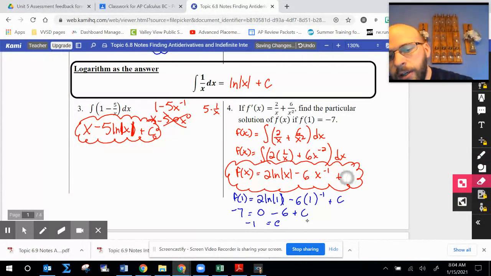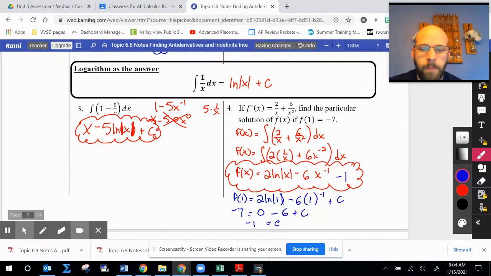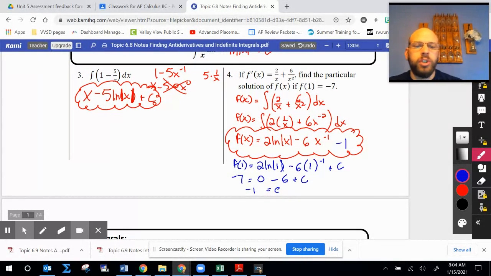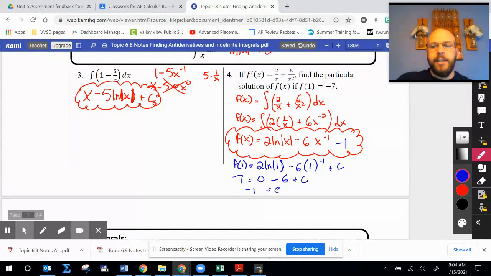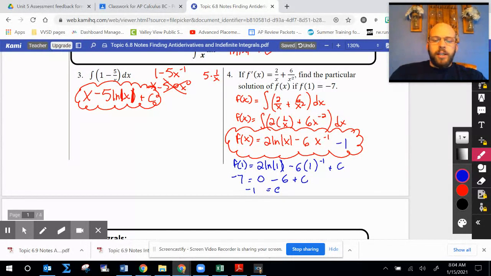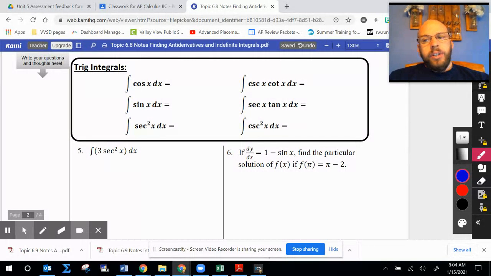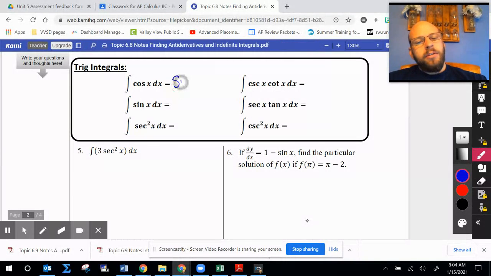So if I go back up here, all I'm going to do is put in my negative 1. Okay? And that would be my function. So again, general solution is when I have the plus c in it. A particular solution is when I give you that extra information to find that c value. All right, so trig integrals. So on the previous video, the antiderivative of cosine is sine. The antiderivative of sine is a negative cosine.